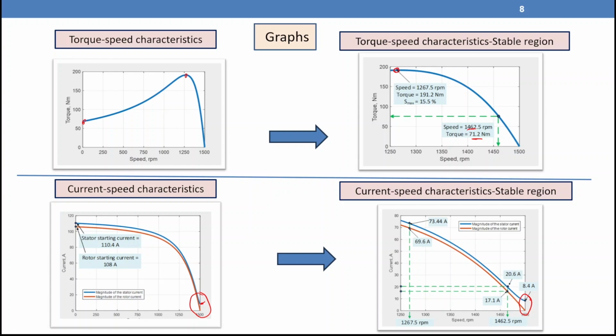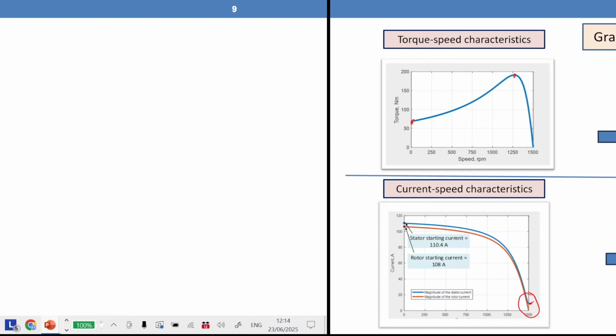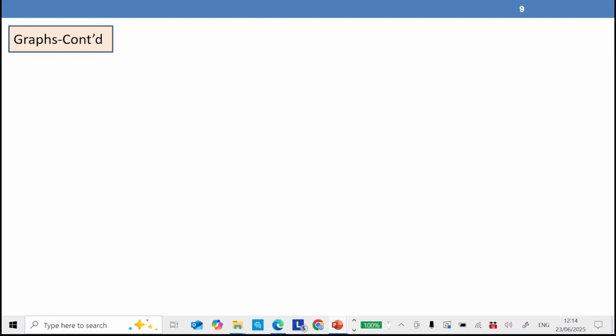Definitely in the exact equivalent circuit, this value is close to this one, but if you are going to use the first approximate equivalent circuit, the magnetizing current is constant through the range. But here it depends on the stator current and the rotor current. So the difference between them is the magnetizing current. Regarding the current at the maximum torque point, the rotor current is in the range of 69.6 ampere and the stator current is 73.44 ampere and the speed is 1267.5 RPM. What about the power factor and efficiency?